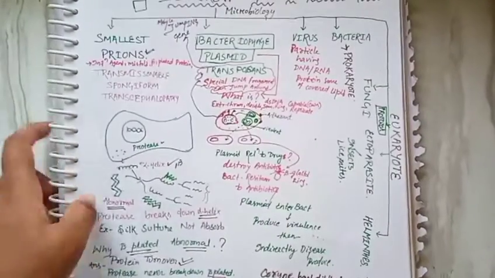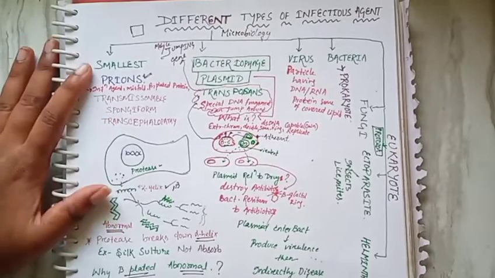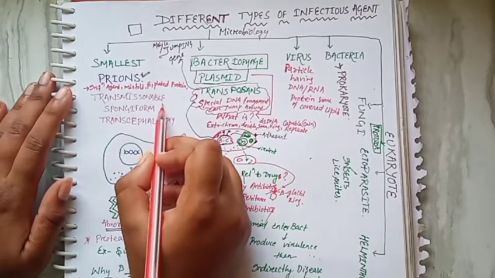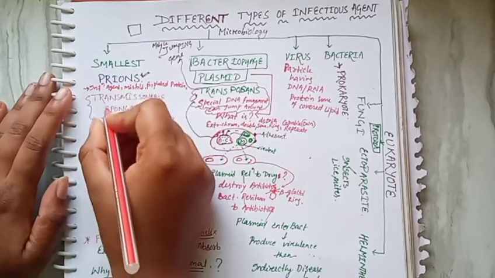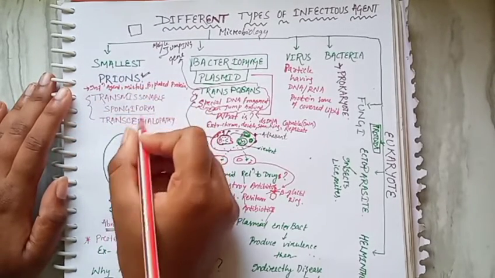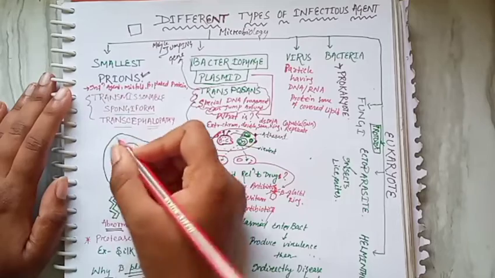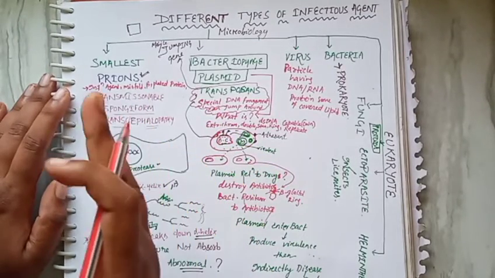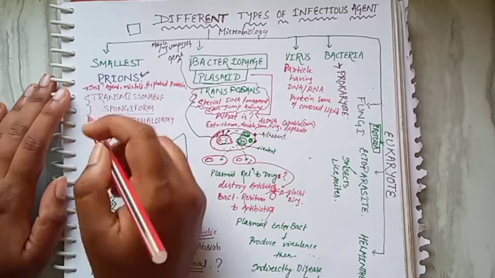Okay, now from prions we discussed what is prion, what is the importance, and how it is transmissible. What are the properties of a prion? They are transmissible, they are spongiform, and they cause transmissible encephalopathy, some diseases they also cause. So in this way we discussed the smallest particle, that is prion.